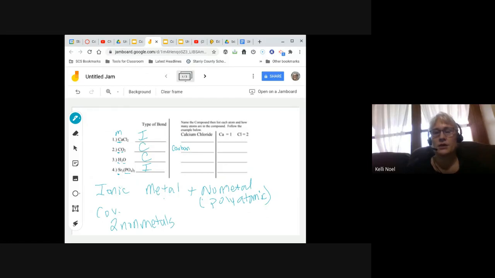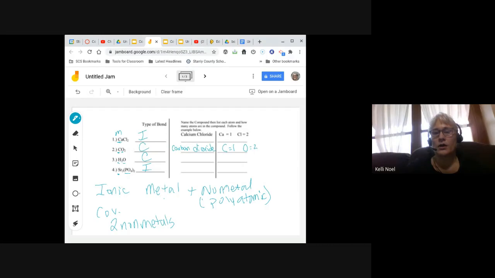I look at oxygen. It has a 2, so I'm going to use the prefix: dioxide. And then I'm going to count my atoms. Carbon, there is no number there, so it has 1. Oxygen has a number, it has 2. That's how I'm counting my atoms. I want the individual atoms for each element.